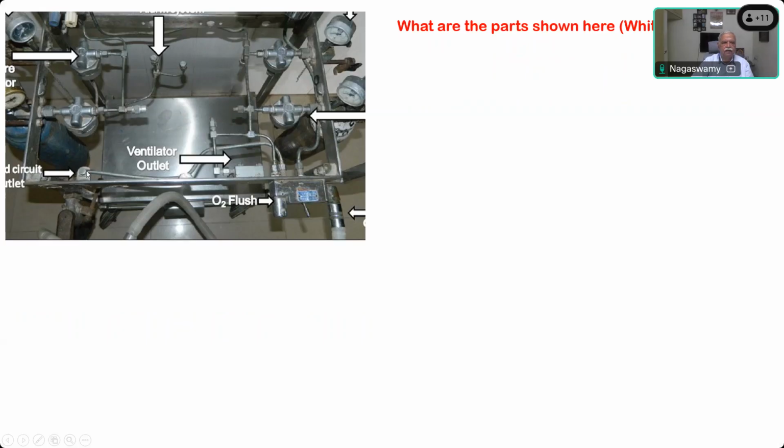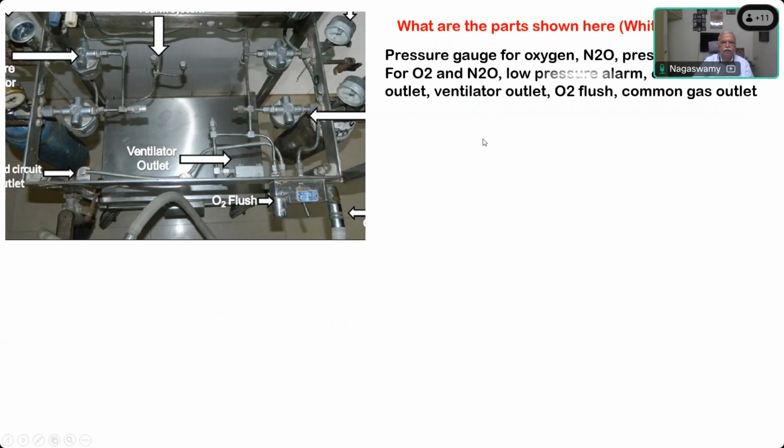What is this? It's a closed circuit outlet. Okay? This is the ventilator outlet. This is the oxygen flush. This is the oxygen pressure regulator, and this is the pressure gauge for oxygen. Okay, these are the items that are shown here. What is the working principle of a pressure regulator?